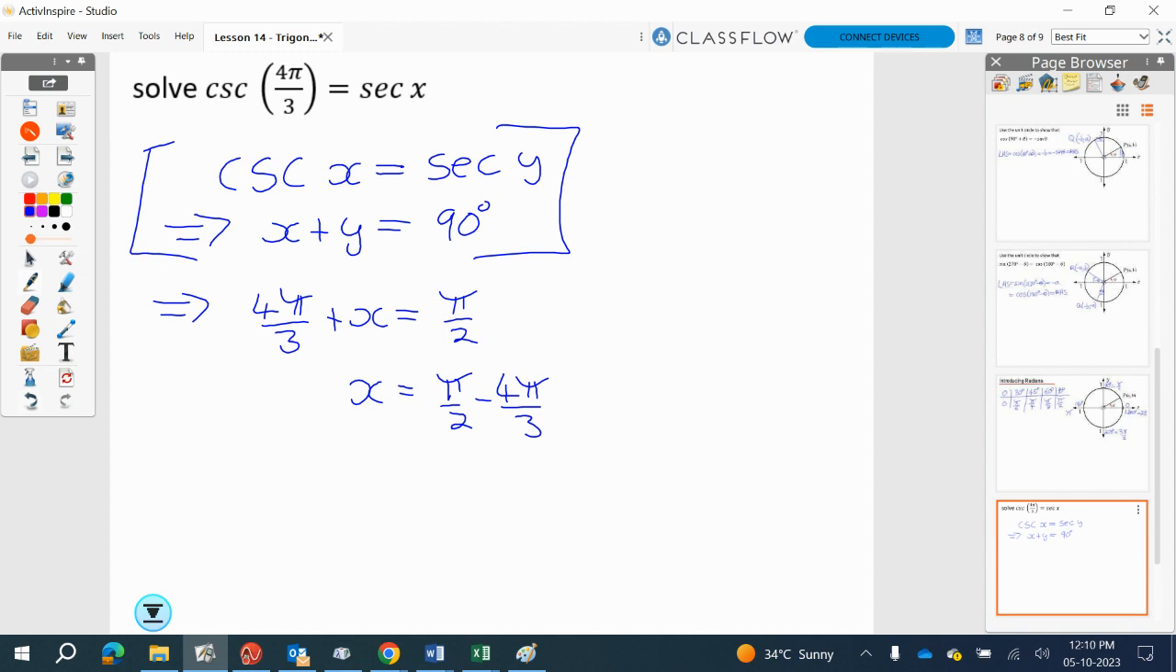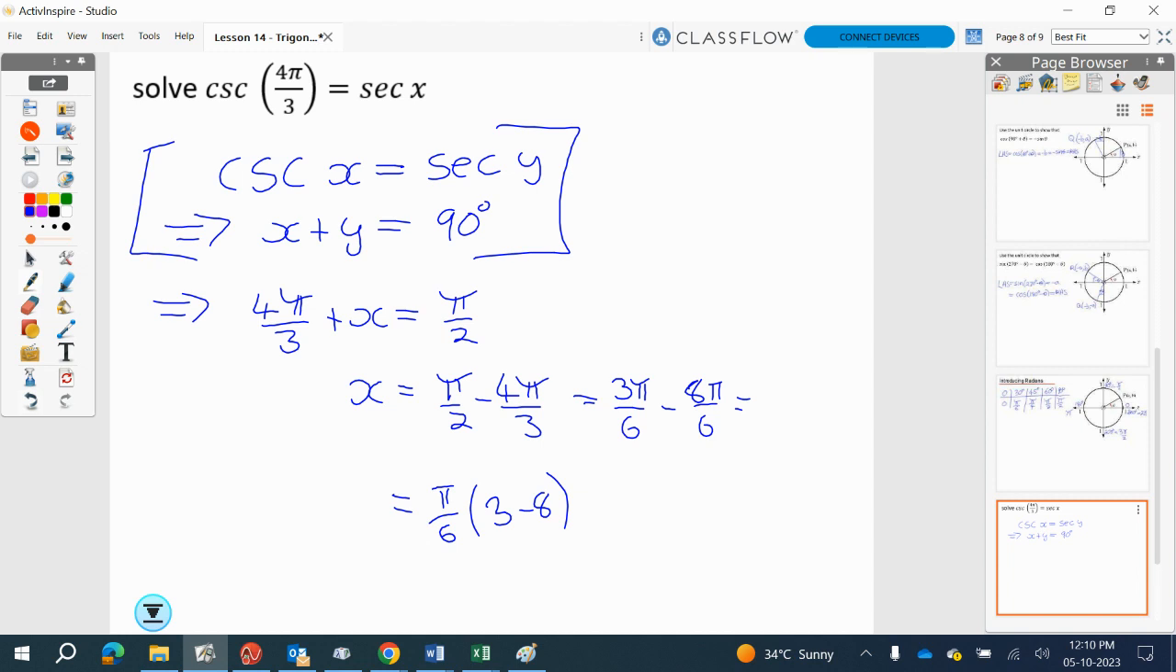Now we need a common denominator. What would that be? How do we make pi over 2 into 6? 3 pi over 6. How do we make 4 pi over 3 into 6? We multiply top and bottom by 2. We get 8 pi over 6. What is 3 minus 8? Notice how I'm looking at this really simply. When I see fractions like this, they're not as hard as they look. This is pi over 6 multiplied by 3 minus 8.